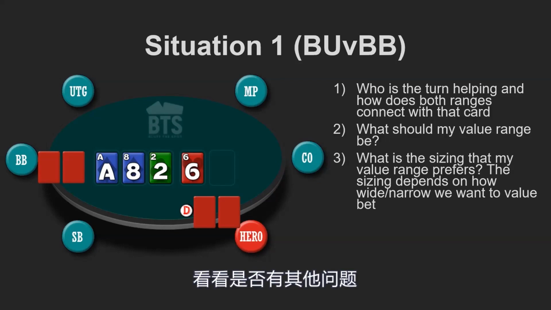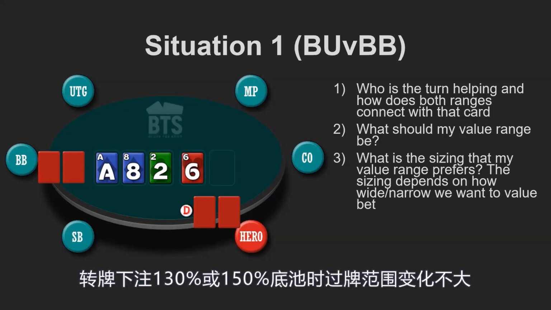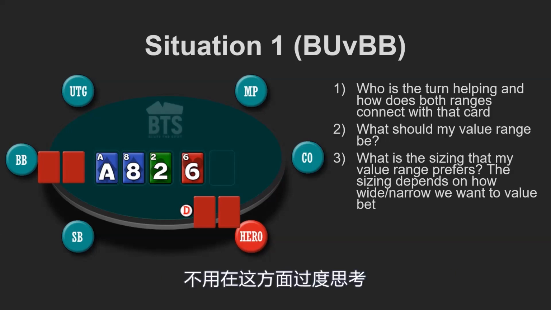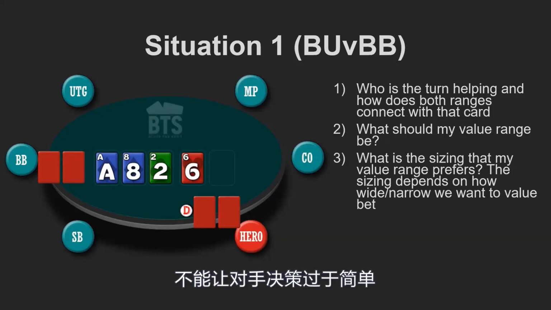Okay, let me just check the other questions. Should you check slightly more hands if you use 150% sizing? It shouldn't change that drastically if you just go with 150 or 130. So those details, I would not put too much thought into it because it's not going to make a really big difference. Even if you go 150 instead of 130, I think it's fine, as long as you don't go something like 200 and then you make his life quite easy.